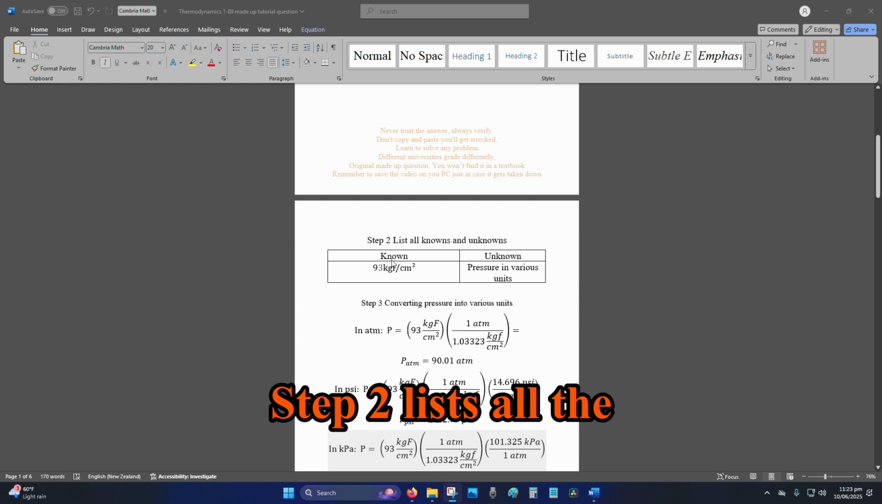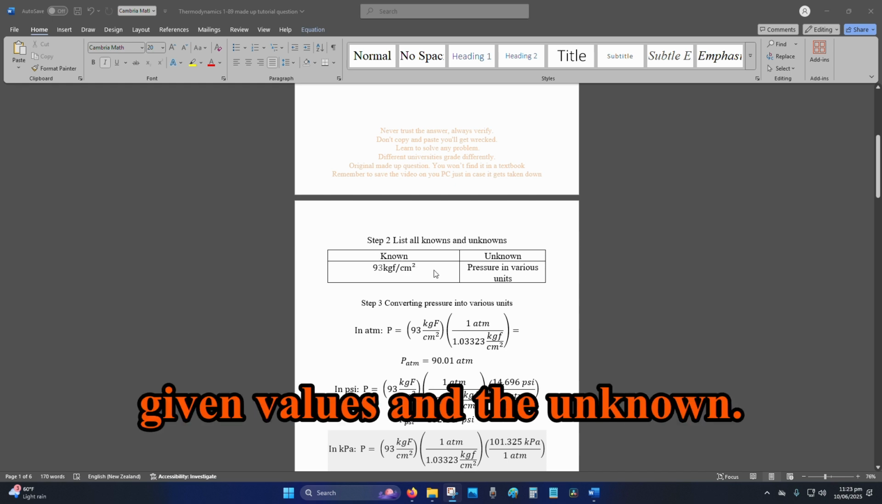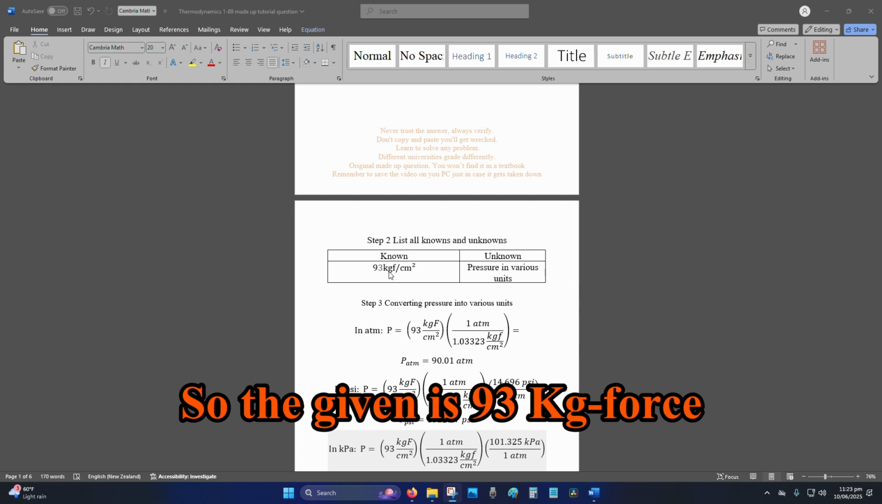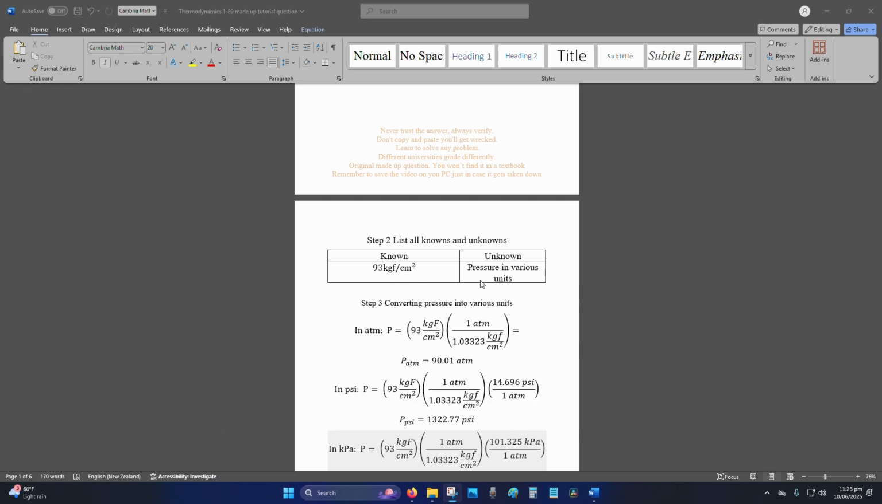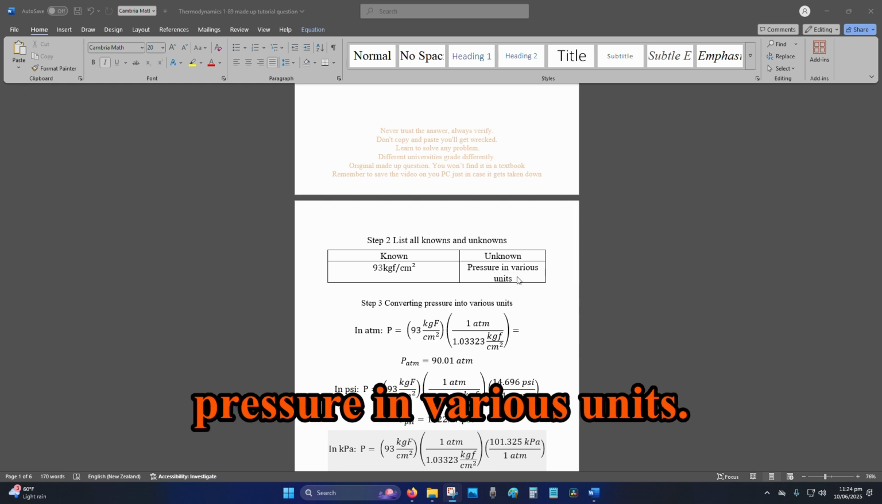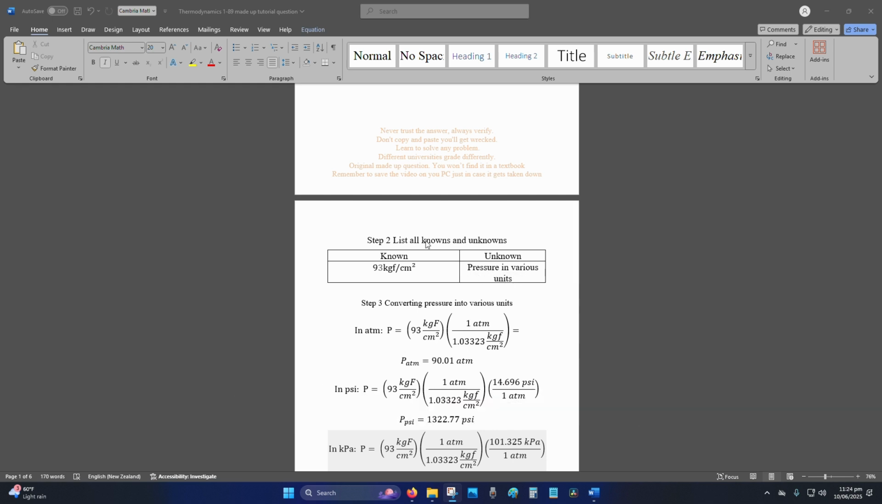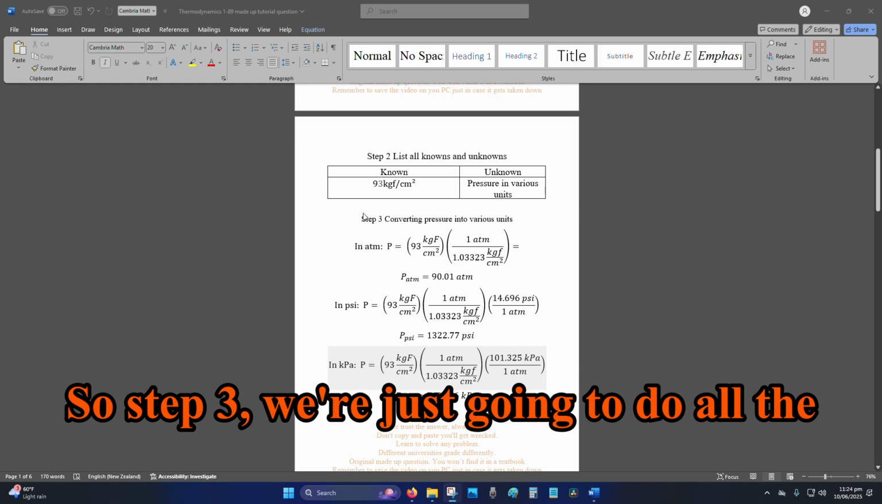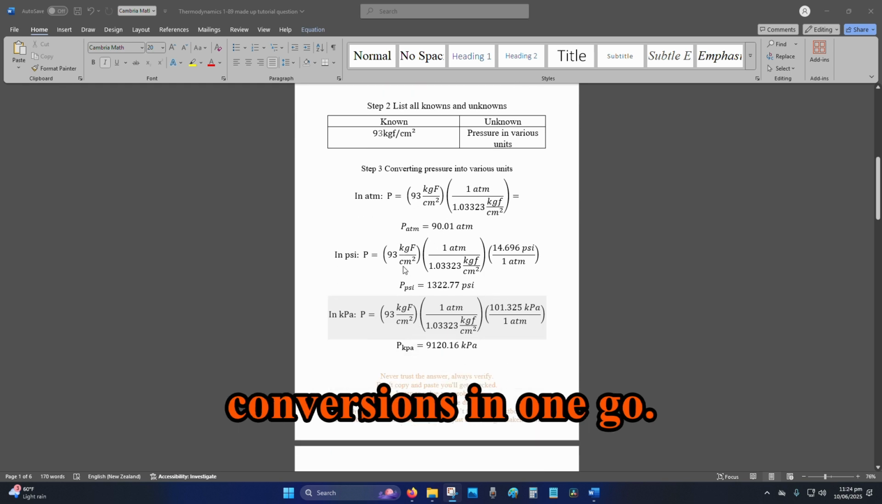Step 2, list all the given values and the unknown. So the given is 93 kilogram force per centimeter squared, and we want to find pressure in various units. That's the unknown. So step 3, we're just going to do all the conversions in one go.